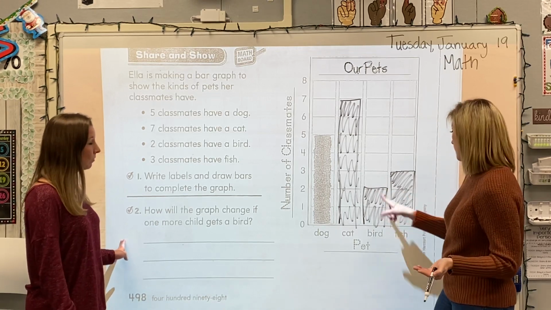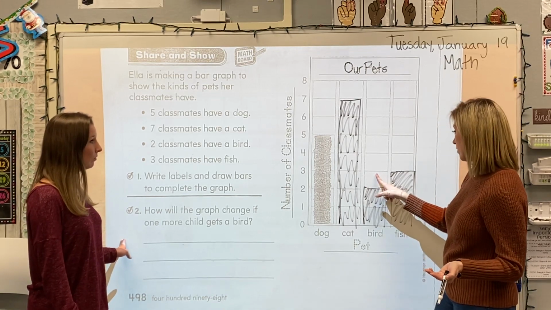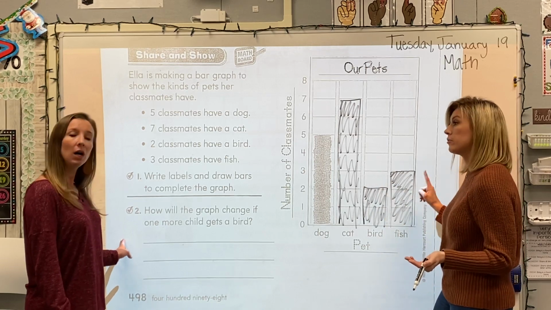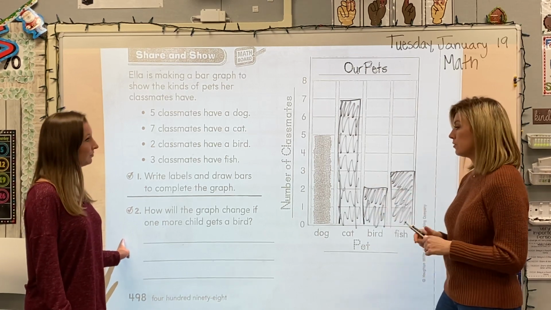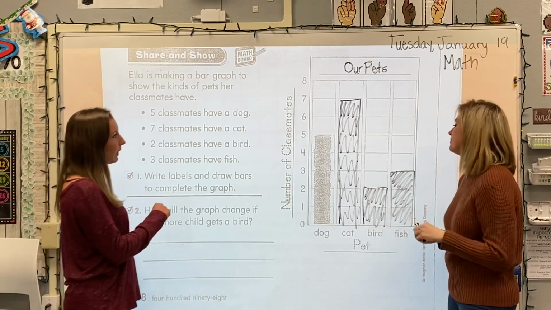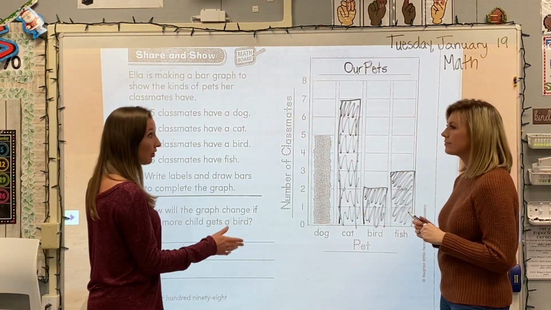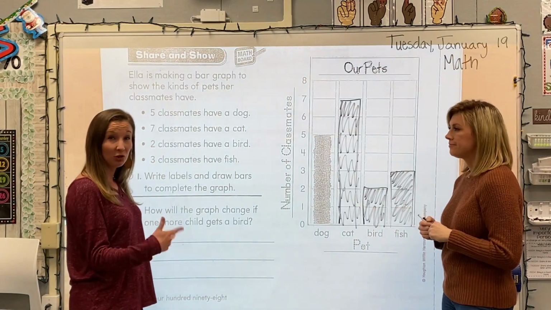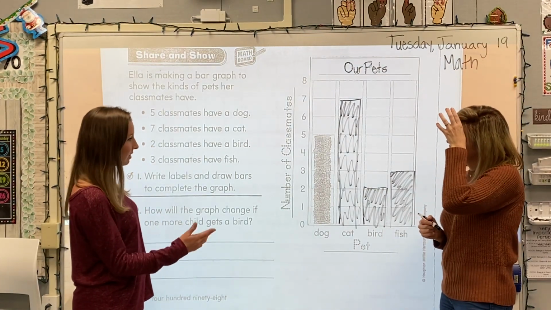And also, the same amount of students who have a bird have a fish. So there's 3 classmates with a fish and 3 classmates with a bird. Okay. So there's 2 different things. Yeah, 2 different answers. I like how you compared it to the information that was already on the graph. That's a great way for students to kind of look at different information and find something that's similar.